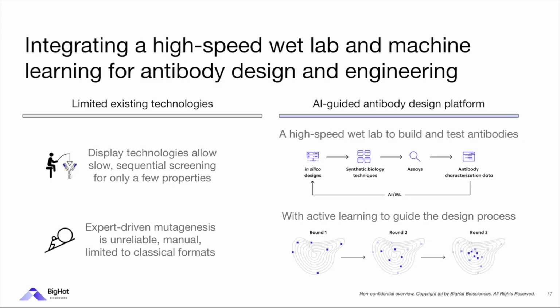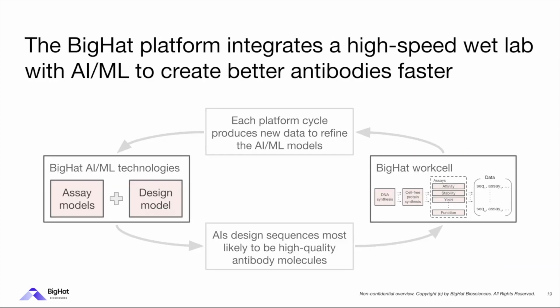And we have a vision here at BigHat of supplementing those approaches with two key types of innovations. One is a high-speed wet lab that can build and test antibodies very quickly at very low latency, and coupled with that, active learning technologies that can guide the design for antibodies that are really high quality, not just in one single property, but all the properties that we care about and can measure in the lab, all simultaneously. We're building two key technology stacks here at BigHat that let us create better antibodies faster. One is really design modules with AI and a build test wet lab that collectively allow us to iteratively design molecules that have better properties.